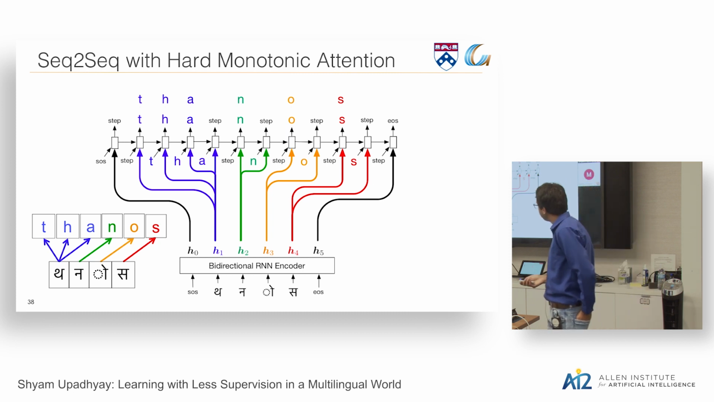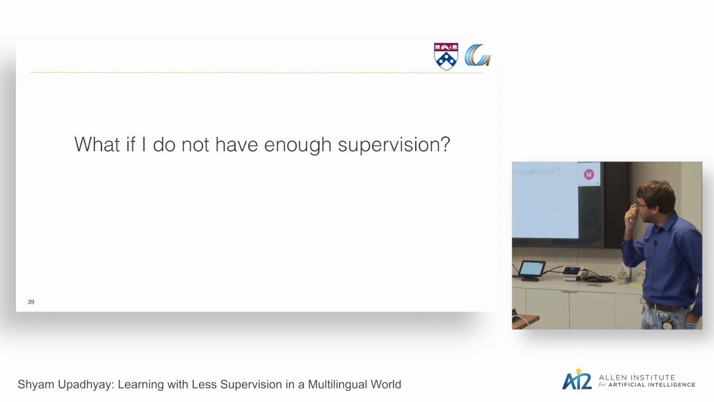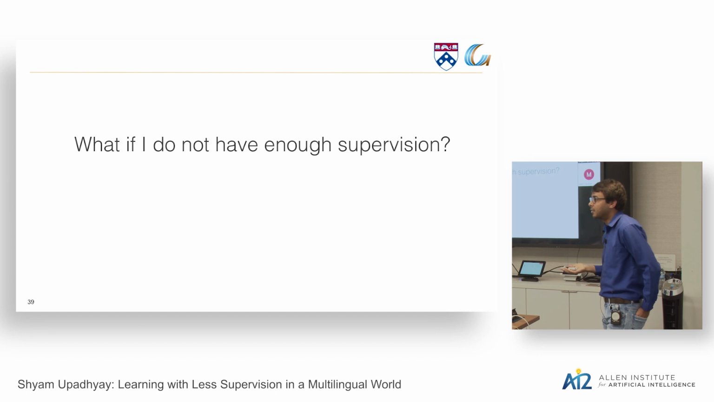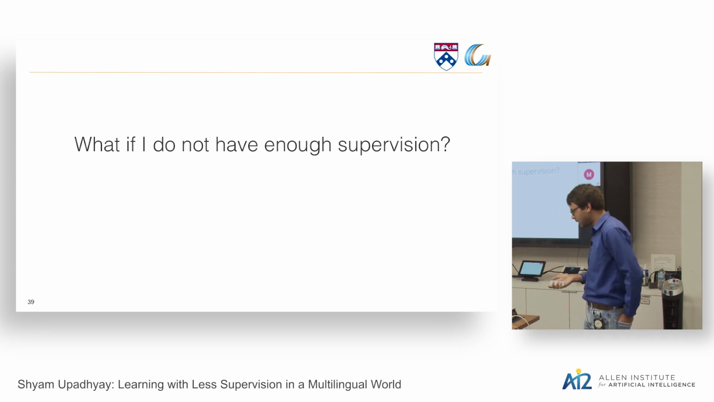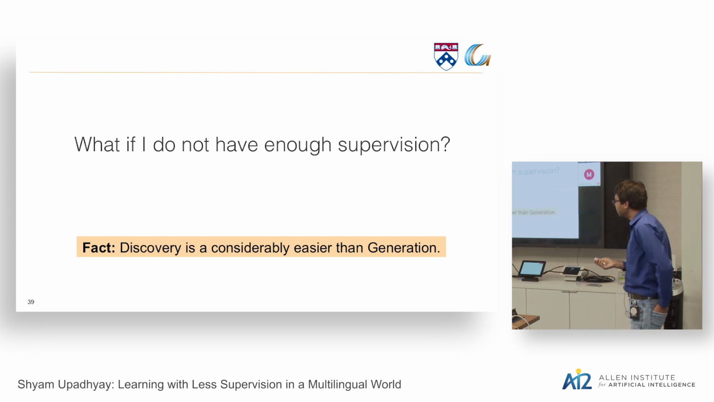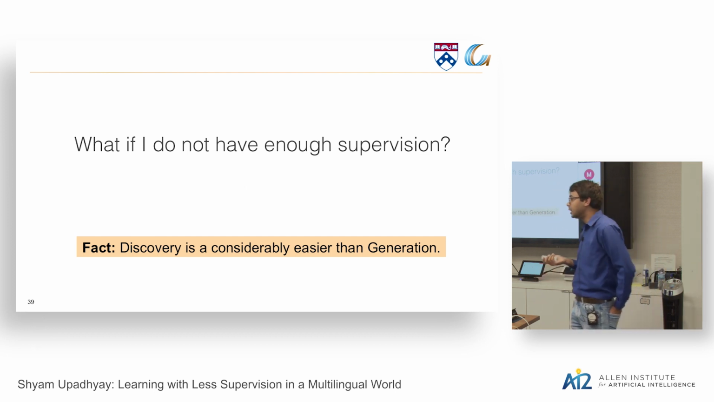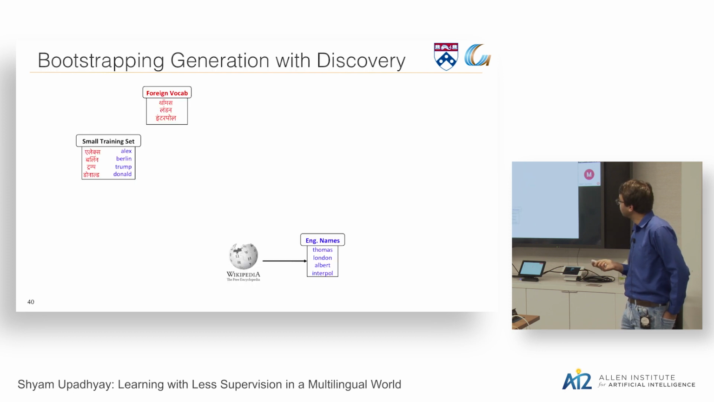Okay, so moving on. The natural question here, as you pointed out, is what happens if you don't have enough supervision? So the alignments that you infer would be noisy, and also your sequence-to-sequence model will not generalize better. And for this, we are going to exploit the fact that I talked about earlier. We're going to exploit that discovery is a considerably easier task. And in particular, we are going to use discovery to bootstrap our generation model.